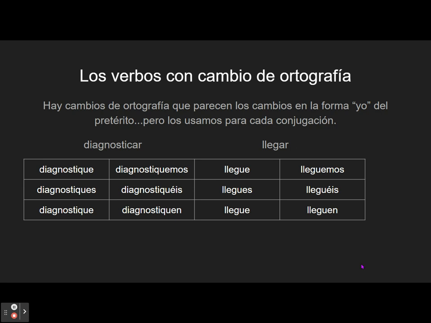También hay verbos con cambio de ortografía or spelling changes. Pueden ver que hay cambios que parecen los cambios en la forma yo del pretérito, pero en el subjuntivo usamos estos cambios de ortografía or spelling changes para cada conjugación. So it's not just a yo form thing, it sticks throughout. Para diagnosticar tenemos diagnostique, diagnostiques, diagnostique, diagnostiquemos, diagnostiquéis, diagnostiquen. Para llegar, llegue, llegues, llegue, lleguemos, lleguéis y lleguen.